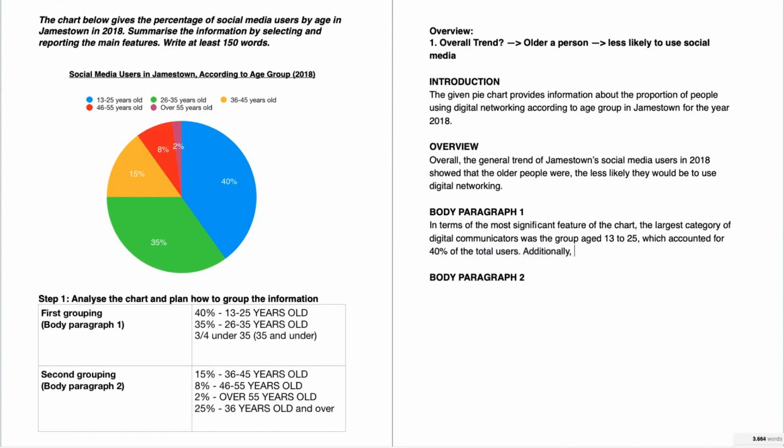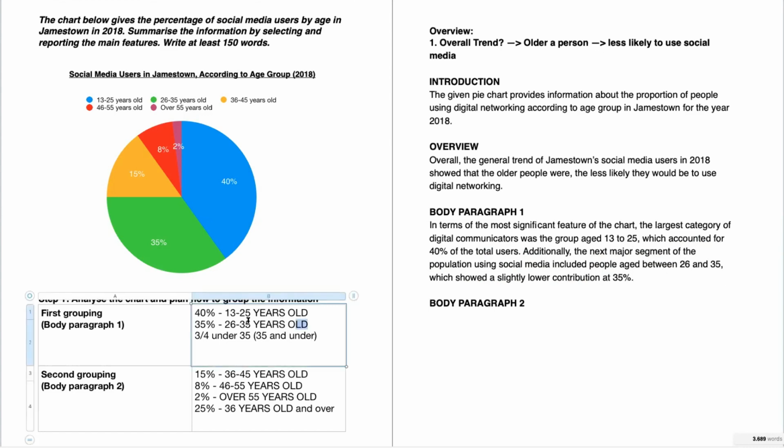Additionally, the next major segment of the population using social media included people aged between 26 and 35, which showed a slightly lower contribution at 35%. So you see how I have just made up two sentences based on just these two pieces of information. I wanted to call attention to the fact that 35 is slightly lower than 40, but I used detail and I threw in some nice terms for analyzing graphs, which we will look at the end.